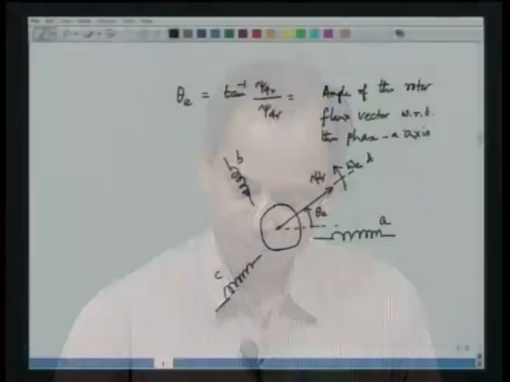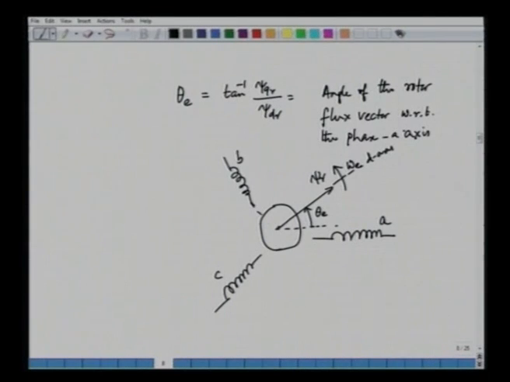So, the hypothetical currents IDS, IQS, we have, this is our D axis and this is the Q axis, and correspondingly we have IDS and IQS. We have to use this angle theta e to transform the currents IDS and IQS into IA, IB, IC. So, we have to find out this angle of the flux vector, that is theta e, and hence we have to go for what is called rotor flux estimation.